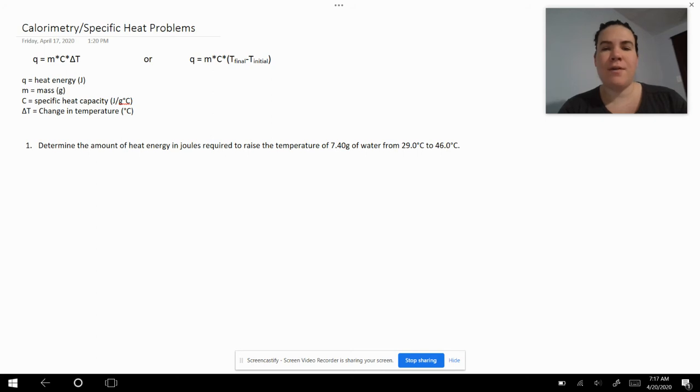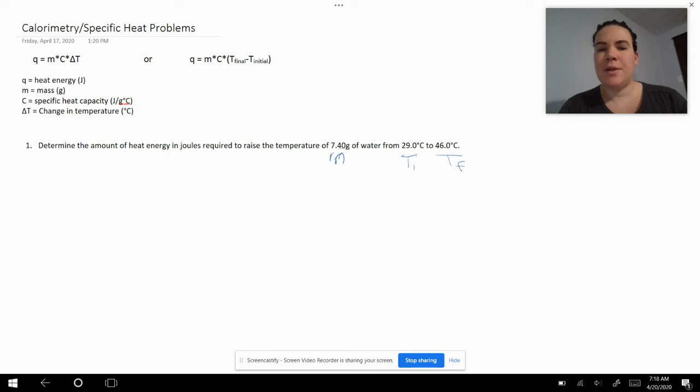So we have 740 grams of water. That's going to be our mass. And then we have our temperatures, so this is T initial, T final, and we need the specific heat capacity. Water is our substance. The specific heat capacity comes from the chart on page 3.